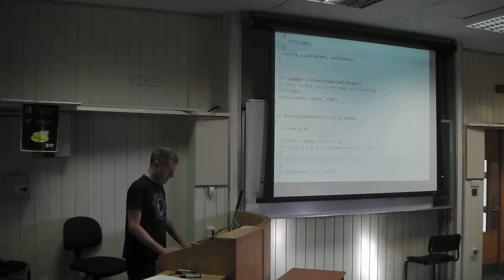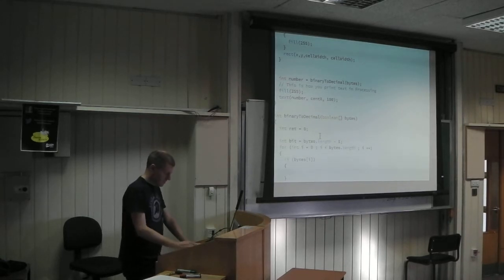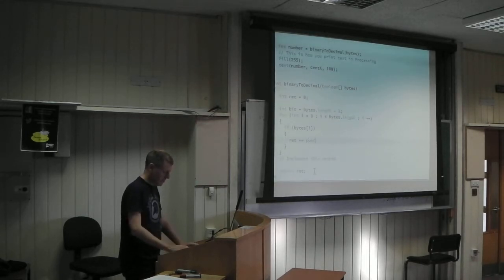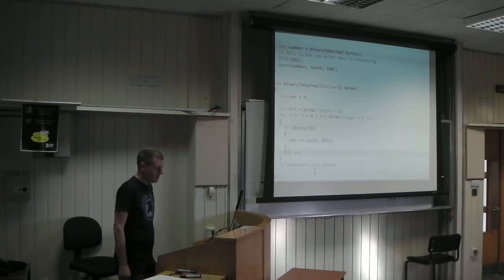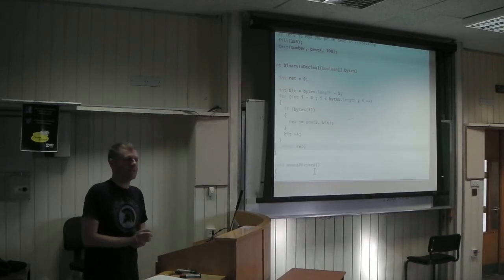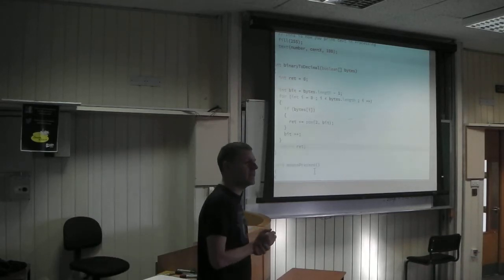And then I can say if bytes at position i is true, the return value plus equals 2, and that's how you do power, so it's 2 to the power of the bit that I'm talking about. And then I need to go bit plus plus there. And finally I return ret. So there's loads of ways you could have done that. That's the way I decided to do it. Does everybody understand how that works?